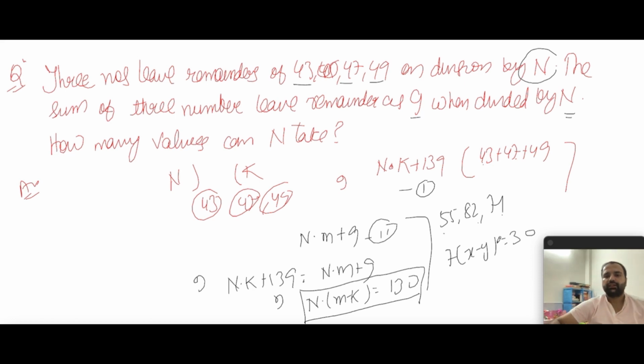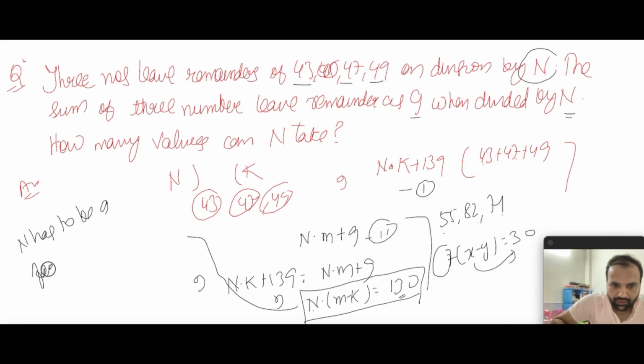What does it mean? It means that n is a factor of 30, isn't it? I'm just giving you an example, don't take it as a realistic term. So n has to be a factor of 130. But again, we need to check one more thing, that the remainders are this, isn't it?